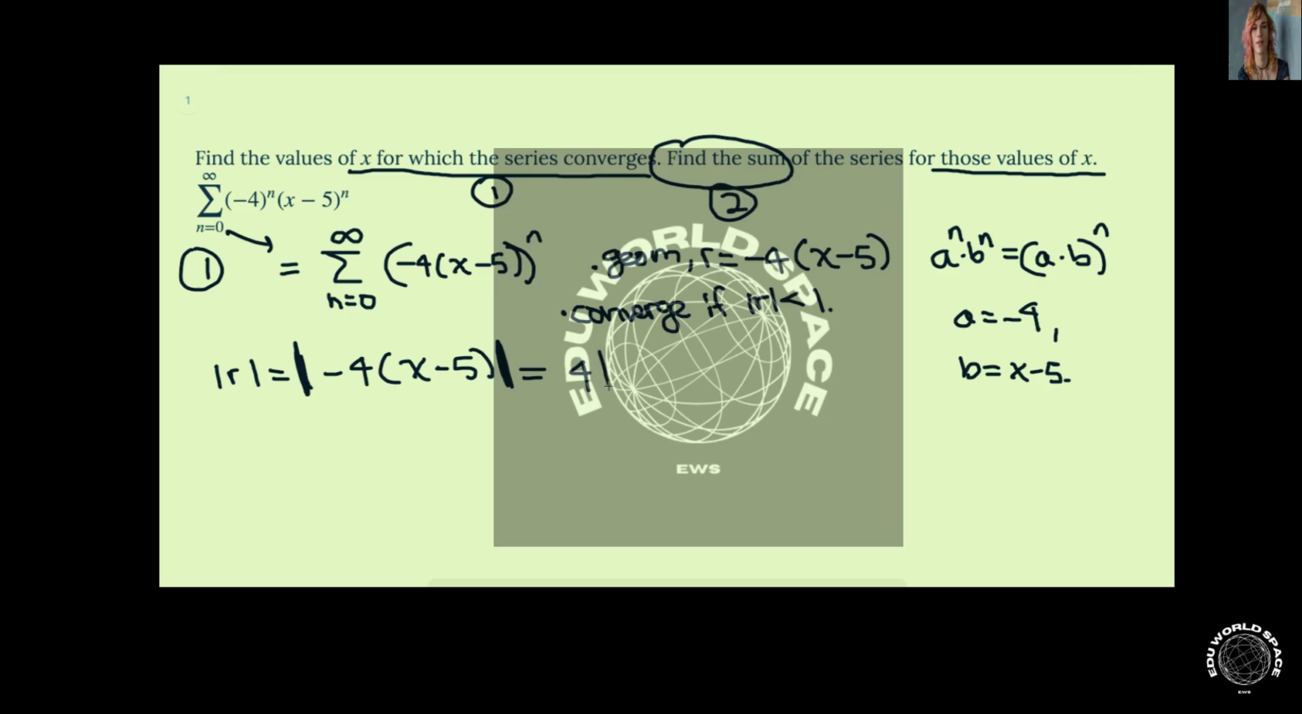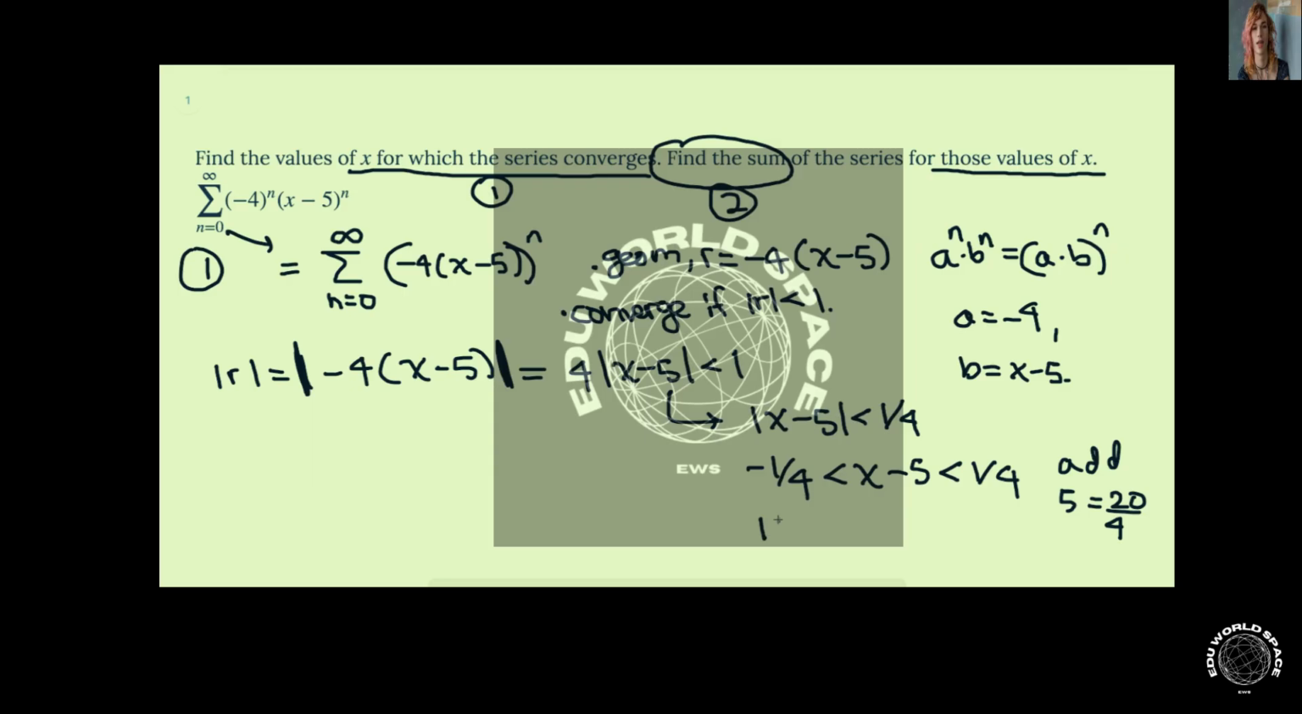Now I could simplify this, set it less than 1, and then solve for x. So we have, let's divide by 4. And then using the definition of these absolute values here, we have, and then add 5 to all sides here. 5, which you could write as 20 over 4. So we have 19 over 4 less than x less than 21 over 4. So that's the answer for part 1. These are the x's for which the series converges.